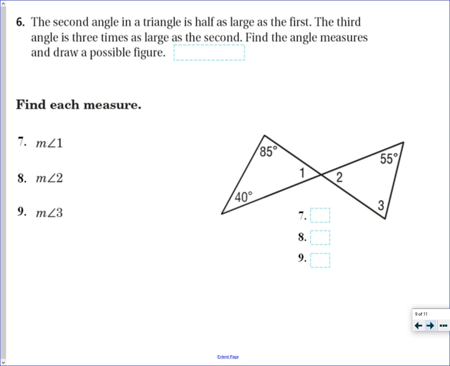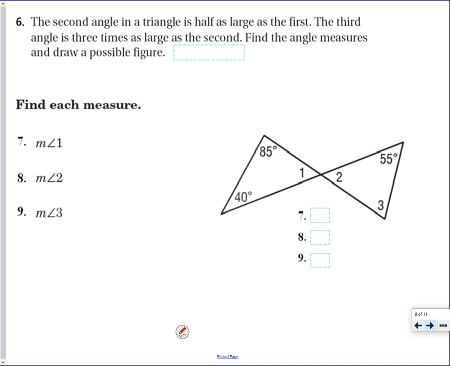Number 6, we've got a story problem. The second angle in a triangle is half as large as the first. The third angle is 3 times as large as the second. So let's find those angle measures. All right, this one, I have 2 different ways to do this, but it's kind of up to you how you want to interpret this. It says the second angle in a triangle is half as large as the first. If I call the first angle just x, then the second angle is going to be 1/2 x.